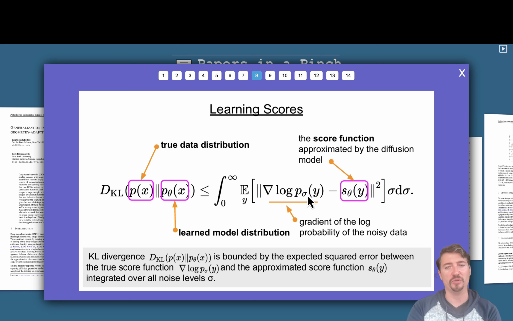So the diffusion model needs to learn a score function. That's obviously got to be pretty close to the actual score function. If you integrate over all noise levels and that difference gets minimized, it can end up bounding what you really want, which is the learned model distribution versus the true data distribution. Okay? I'll do a recap on all this, but hopefully that essentially makes sense. So that's what you're seeing here.